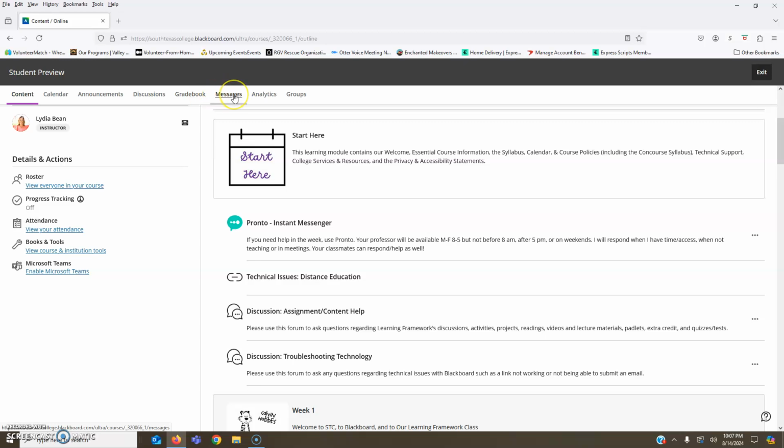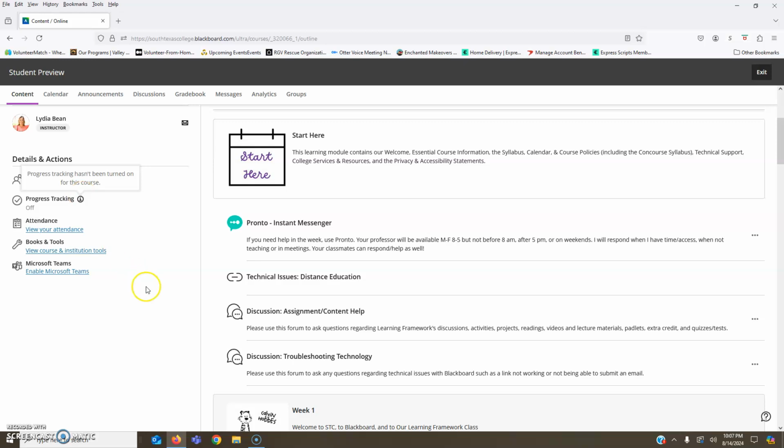There is also a messages section. This is our email system in Blackboard. We can email each other as professor and student, but you can also email your classmates. You can email select classmates. You can email all your classmates. Again, this is not optional. You need to be checking your messages just like you're checking your announcements, or it's a requirement in your Blackboard classes. You don't need to worry about the analytics and the groups in this particular class.